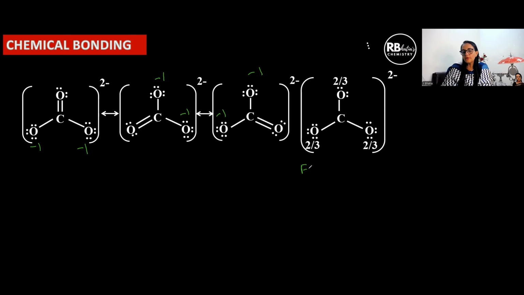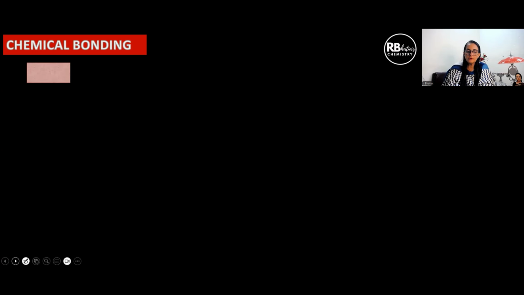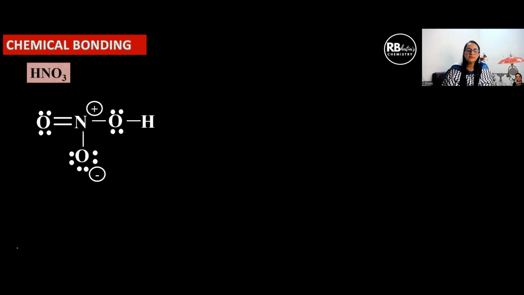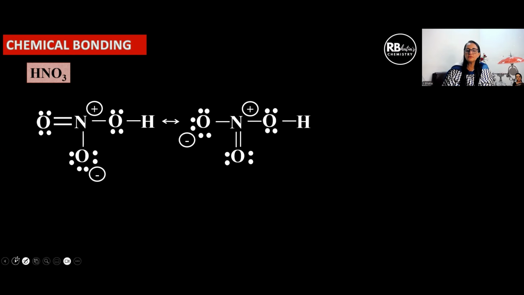So the formal charge on each oxygen in the resonance hybrid is equal to -2 by 3, as written here, -2 by 3. And what is the bond order? 1.33. Similarly, we've drawn here nitric acid. So the resonating structures of nitric acid will be shown like this.